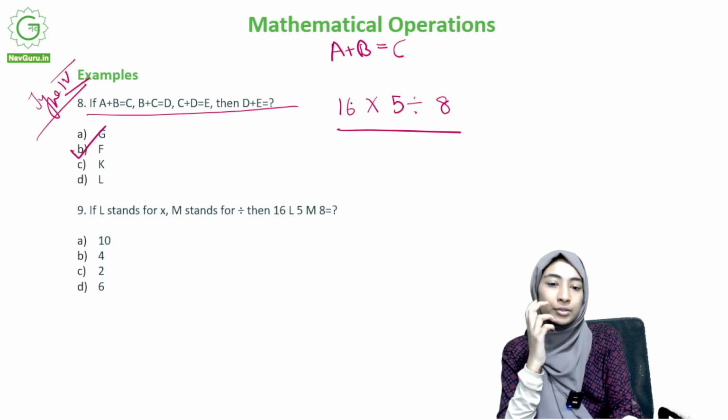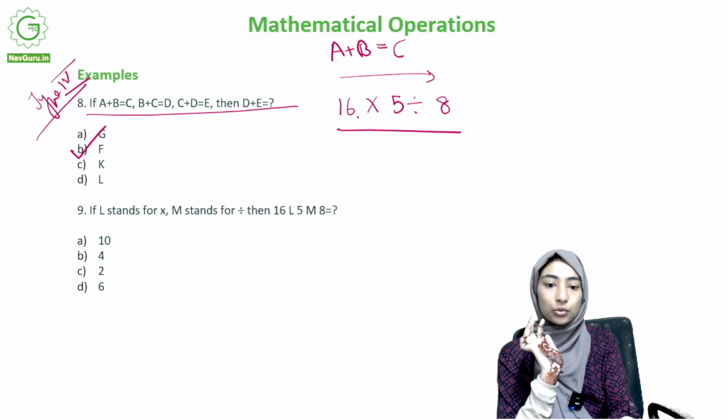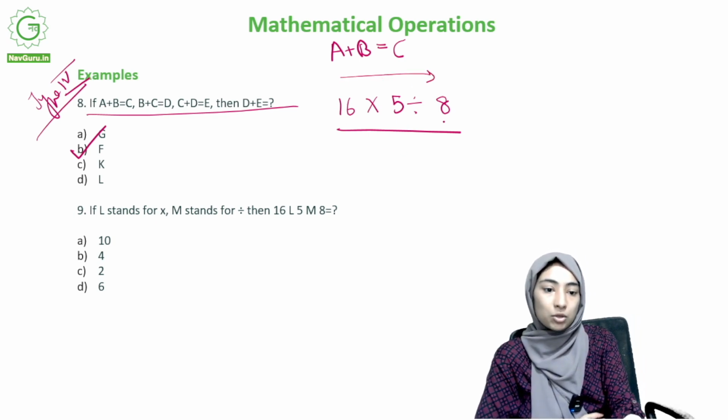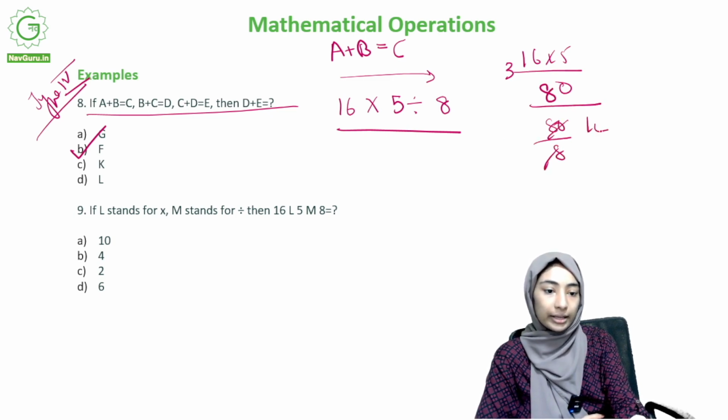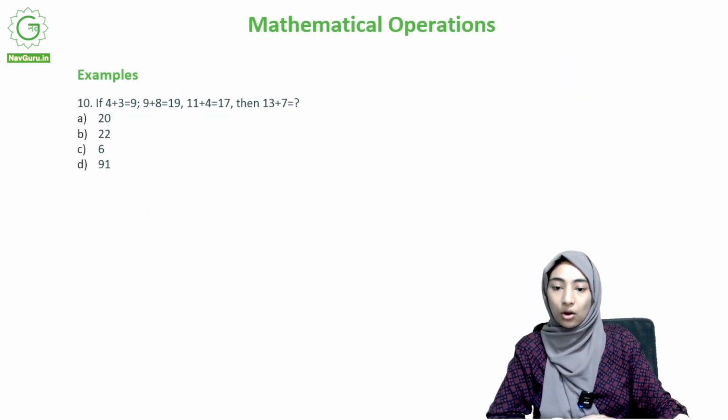Since they have equal precedence, it's better to do it in the order that you see. So you see this first, right? So do this first. What is 16 into 5? 6 fives are 30, 3 carry, 5 ones are 5, 8, so 80. What is 80 by 8? 10, right? 8 tens are 80. So this is the answer. That's it. You're done. Okay, moving on.